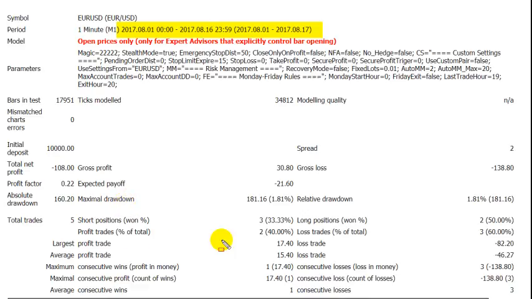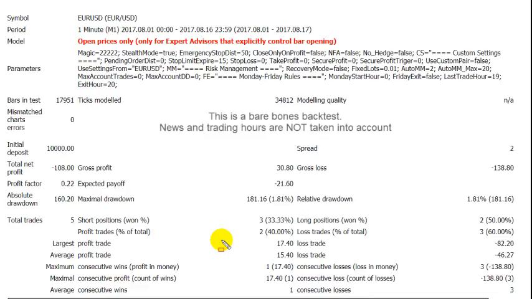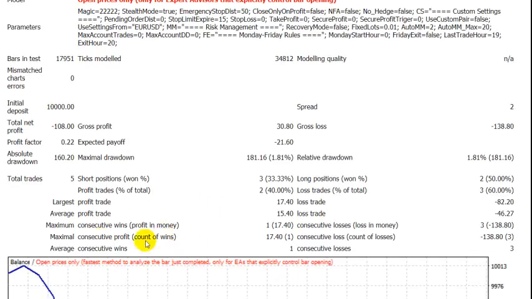Keep in mind that this does not take into account the different trading hours. This is not taking into account news releases where you're not going to trade. This is just a basic out-of-the-box back test. Then what you would do is use a demo account and forward test. So this just gives you a basic look at the strategy.